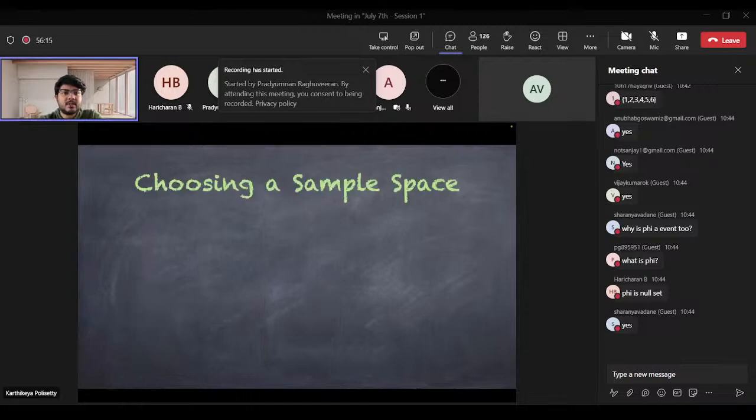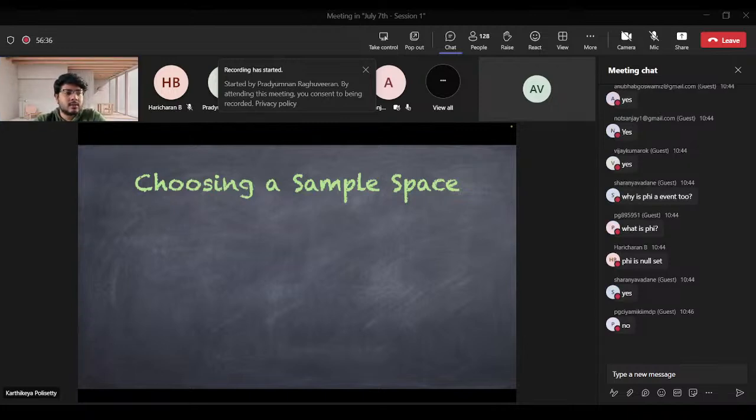Choosing a sample space. Like, can we choose anything as our sample space? Are there any restrictions? So let's say you're tossing a coin. Can I choose my sample space as getting head, getting tail, and getting one or getting two? Is it a correct sample space? No. The answer is no.